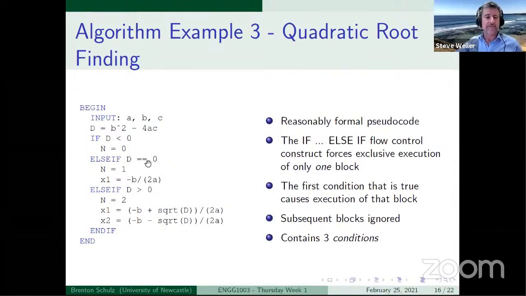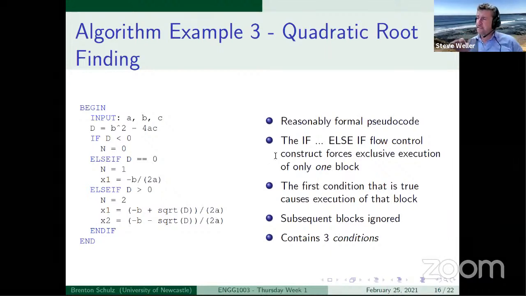Else if d is equal to 0, then we do the following block of code. N is equal to 1, x is equal to minus b on 2a. That's well defined because both a and b are well defined inputs here. And else if d is greater than 0, then we execute 3 instructions. N is equal to 2, x1 is equal to minus b plus square root of d on 2a, x2 is equal to minus b minus square root of d on 2a.